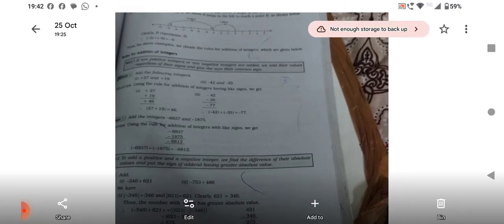Rules for addition of integers. Rule 1. If two positive integers or two negative integers are added, we add their absolute values regardless of their signs and give the sum their common sign. Rule 2. To add a positive and a negative integer, we find the difference of their absolute values and put the sign of the addend having greater absolute value.